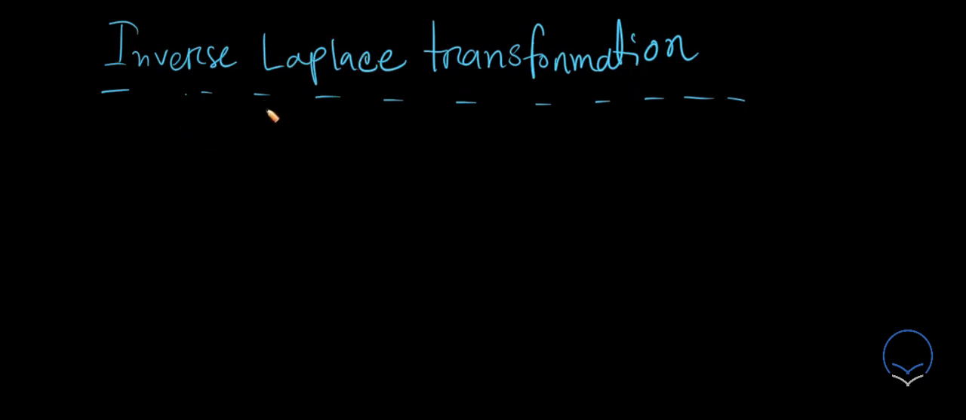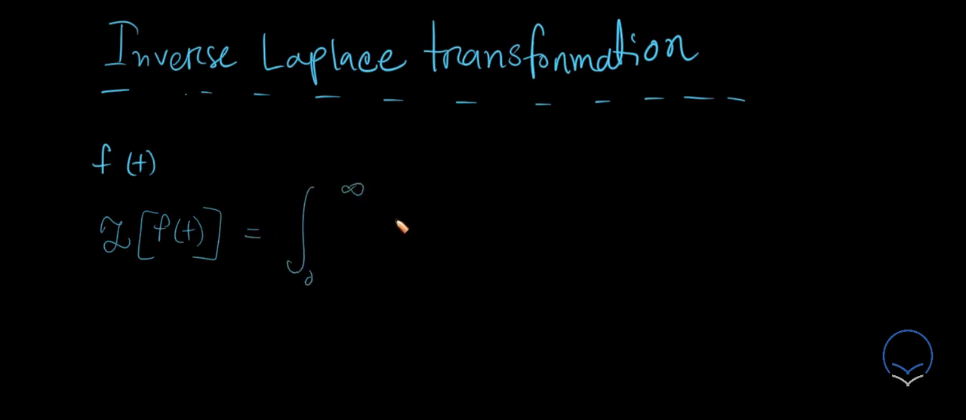So you already saw that if you have a function, let's say f of t, and you take the Laplace transformation of f of t, where this calligraphic L is the operation that transforms this function into its Laplace conjugate, so to say, it looks something like this: the integral from 0 to infinity of f of t e to the power minus st dt, and it's sometimes denoted with capital F of s, right?